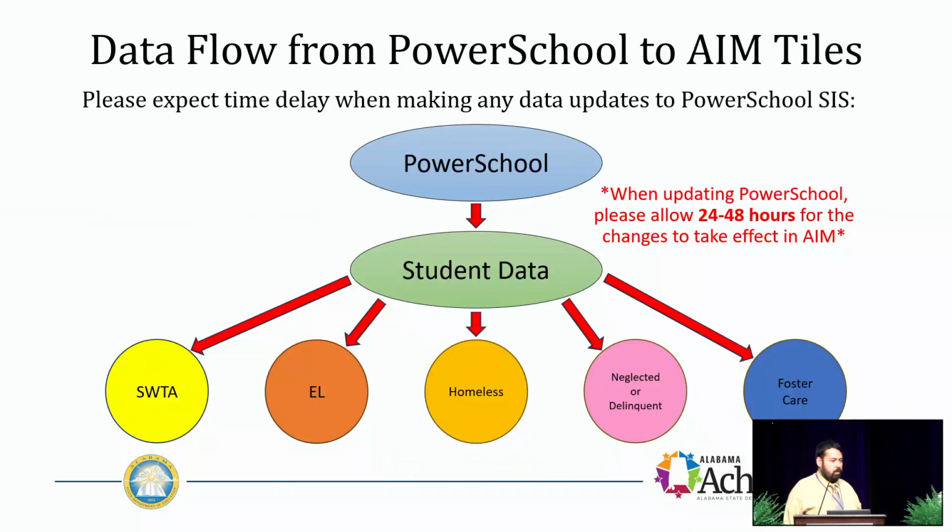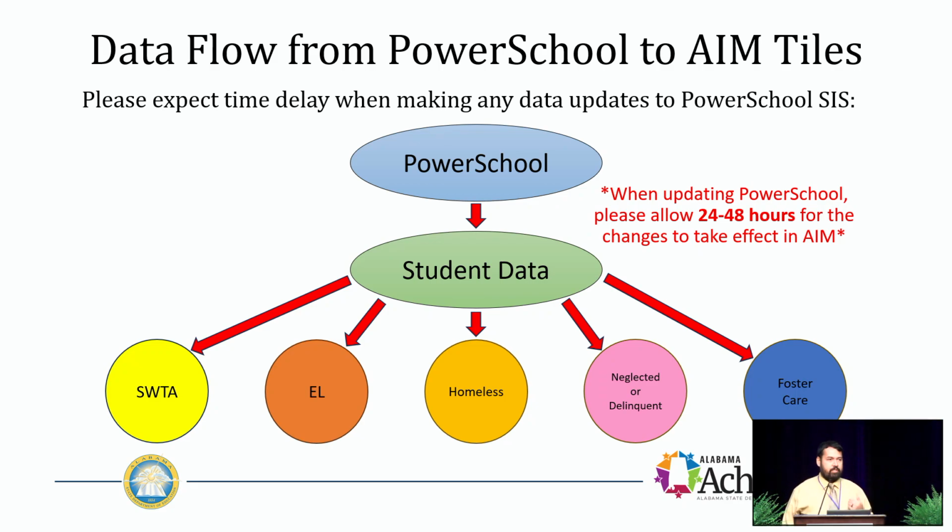Okay. All right, so starting off here, the data flow from PowerSchool to the AIM tiles. Just know that, if you are making any changes in PowerSchool, there is going to be a time delay. So when updating PowerSchool, just allow 24, 48 hours for the changes to take effect in AIM. I know y'all get working and you want it to be instantaneous, but if you don't see that marry over, just give a little time.